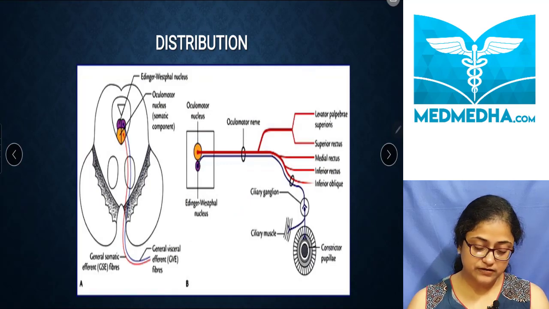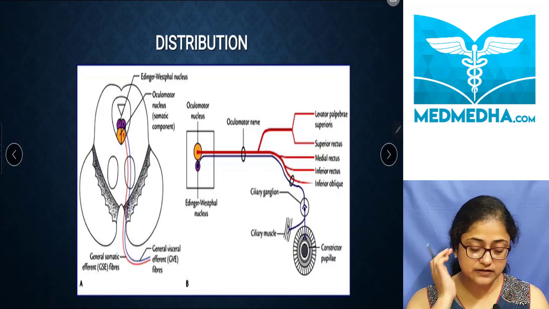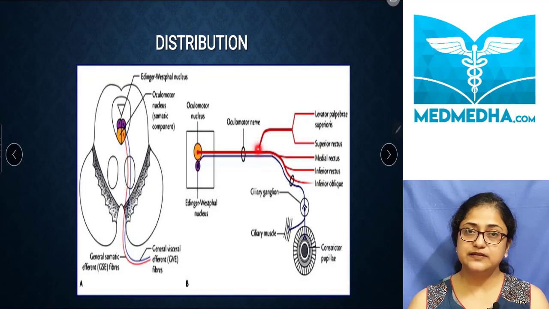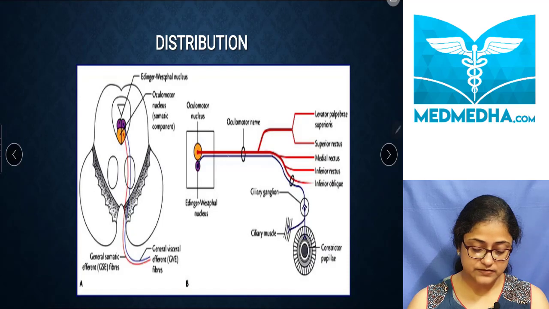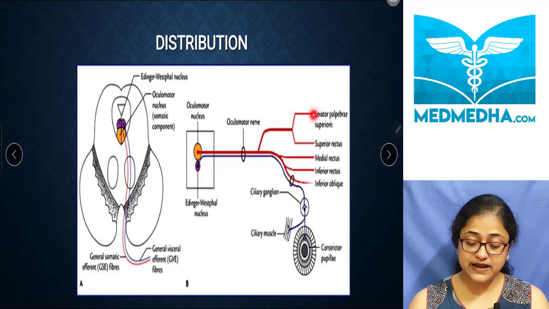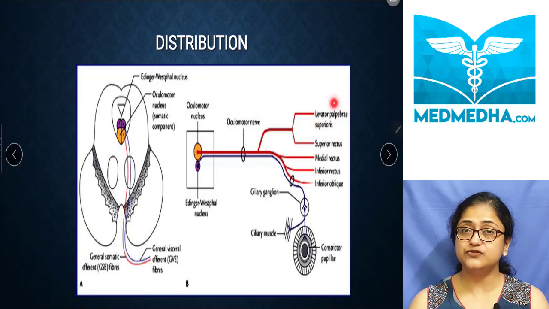In this picture, we have described the 2 components of the distribution separately. First of all, the component that is marked in red is the somatic efferent component, which will supply the extraocular muscles. These are the 2 rami, the superior ramus and the inferior ramus. If you see the superior ramus, after it enters the orbit, it divides into 2 branches to supply the superior rectus muscle, which is an extraocular muscle, and another muscle which is not an extraocular muscle, but a muscle of the upper lid, that is the levator palpebrae superioris.